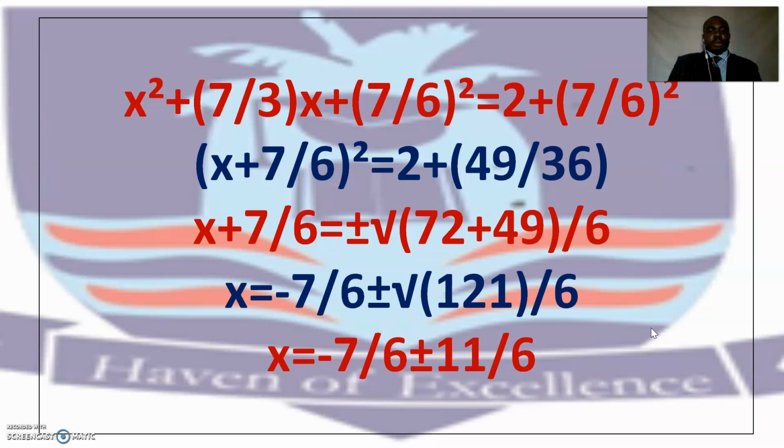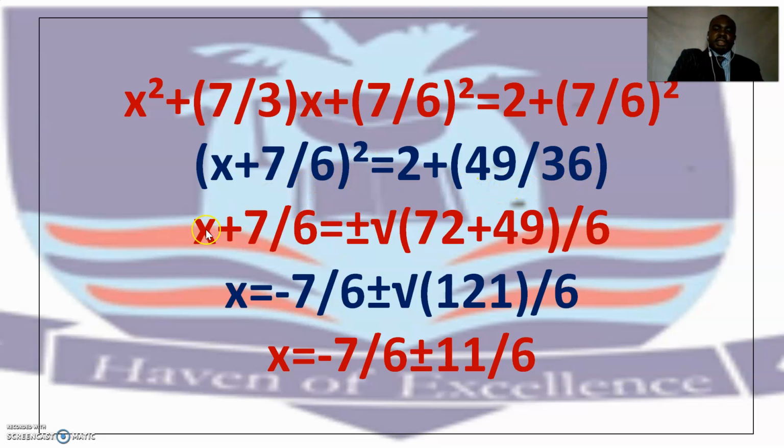Then our next step will be to add the square of half the coefficient of x. Half of this is going to be 7 over 6. So we have 7 over 6 squared, adding it to both sides. Once we've added this, we now have our p squared plus 2pq plus q squared. So this is a perfect square, which is p plus q all squared. However, this we need to simplify. So we are going to square this term. 7 squared is 49, 6 squared is 36.